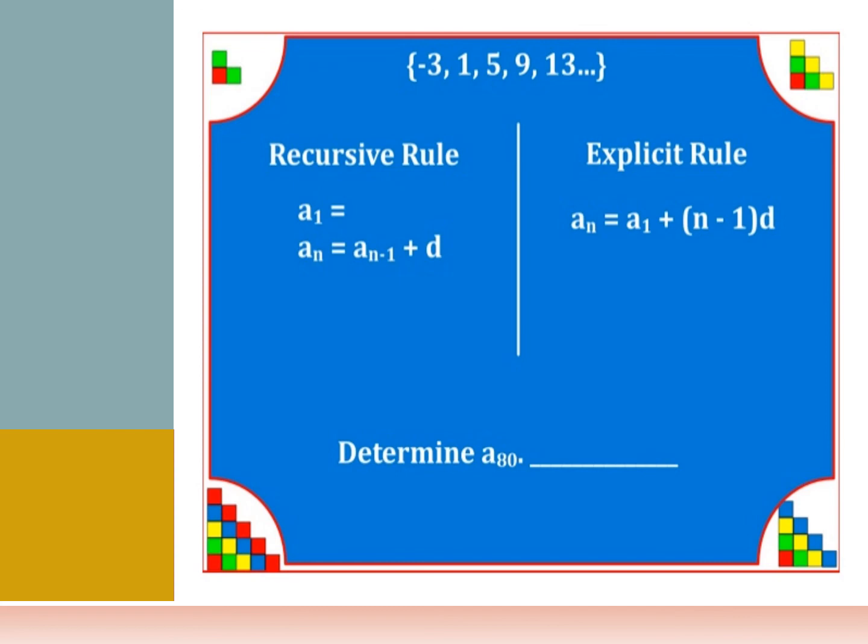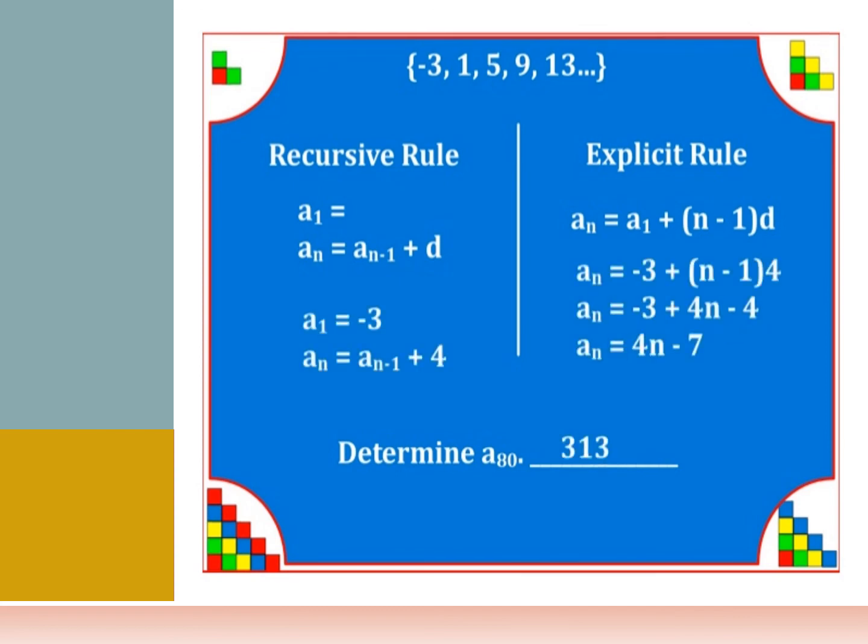And for the explicit rule, if you want to find a80, a1 is minus 3 plus n minus 1, which is 80 minus 1, 79, times 4. So minus 3 plus 79 times 4, which is the same as dn, which is 4n, and minus 3 minus 4 is minus 7. So 4 times 80 minus 7 is equal to 313.